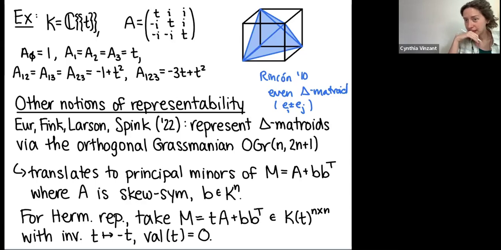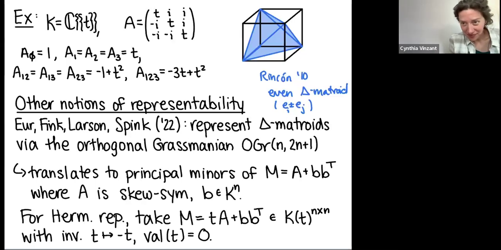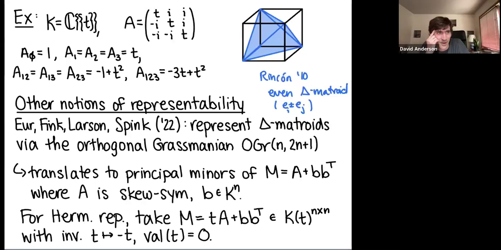David? About minors of matrices, the relations between minors of matrices are pretty mysterious in general. Can you say anything about new relations or non-relations?